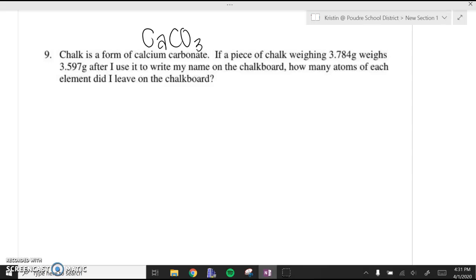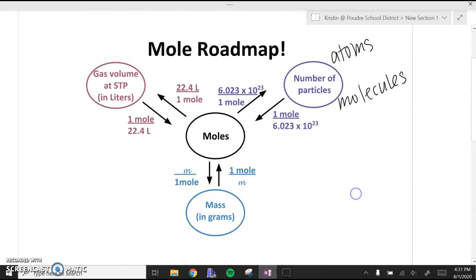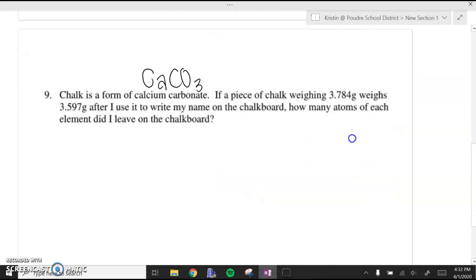So ultimately, if I'm looking at this, what I'm being asked to do is start in grams, and I'm being asked to go to moles so that I can go to number of particles. And in this case, the number of particles that I'm looking for is the number of atoms. So this shows me that my first step is going to be to turn the mass in grams into moles. So I'll start with that.